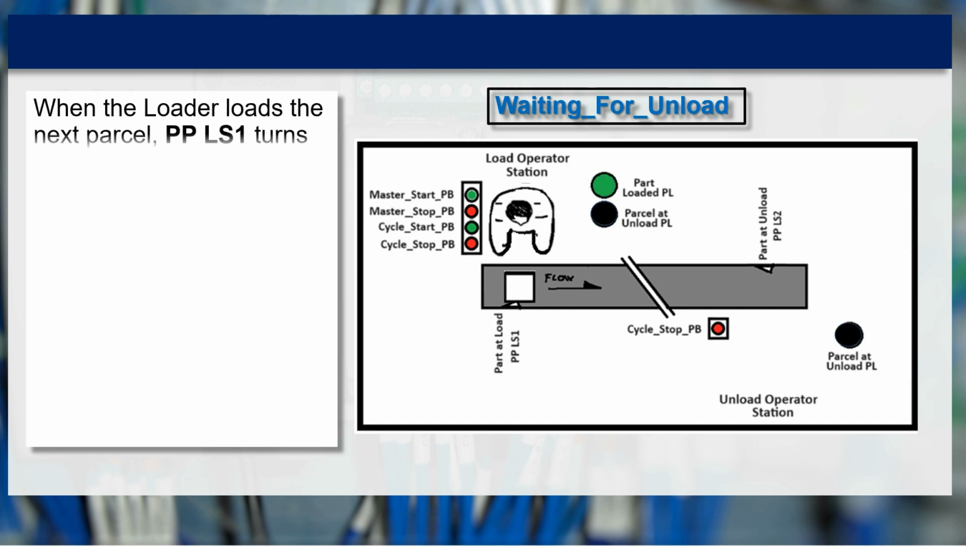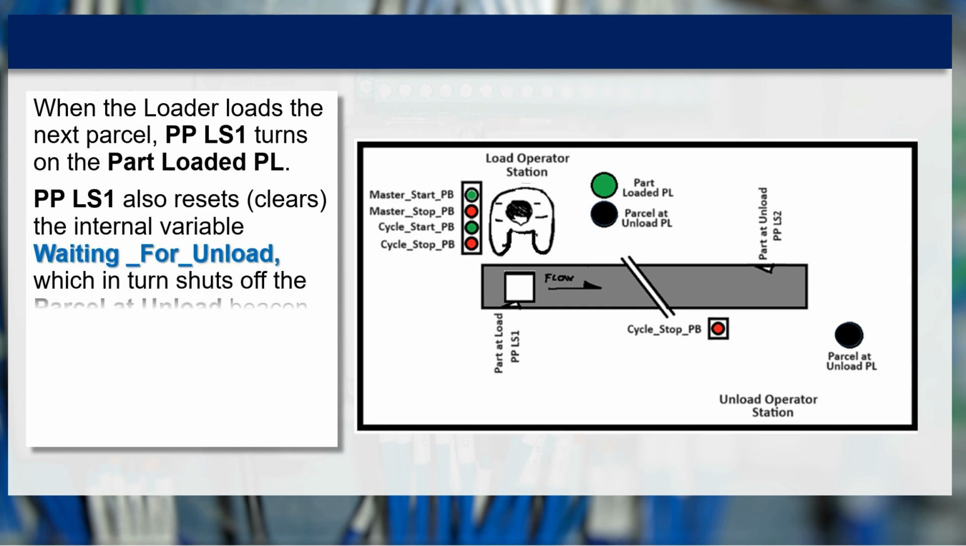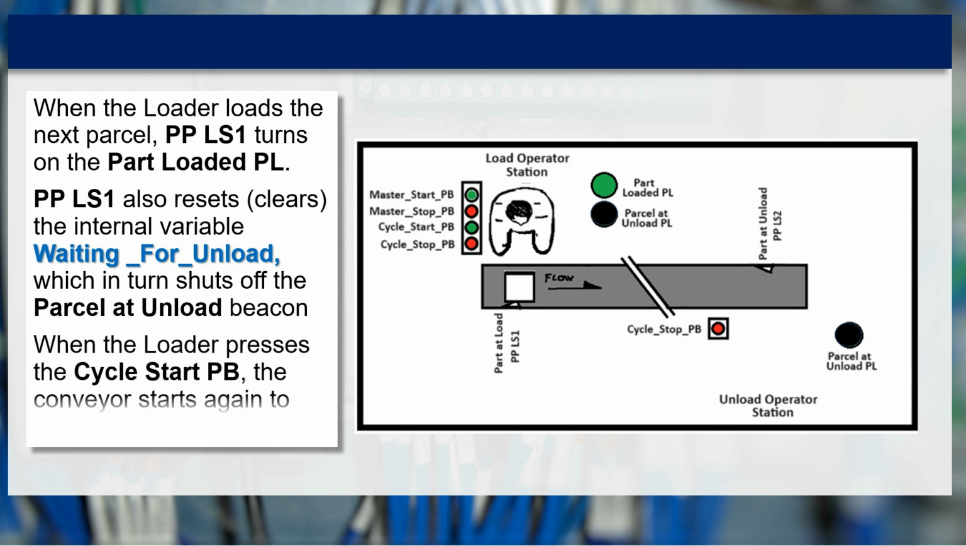When the loader loads the next parcel, part present LS1 turns on the part loaded pilot light. Part present load switch 1 also resets or clears the internal variable waiting for unload, which in turn shuts off the parcel at unload beacon. When the loader presses the cycle start push button, the conveyor starts again to deliver the next parcel.